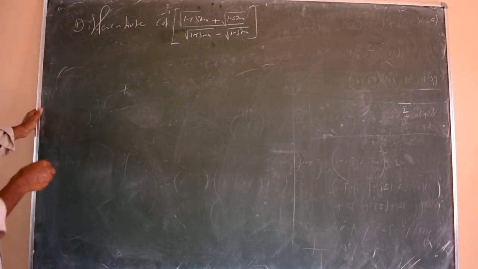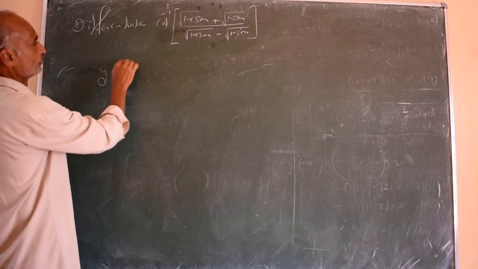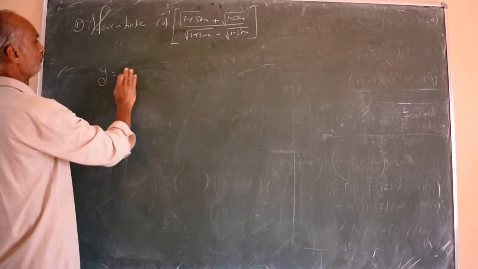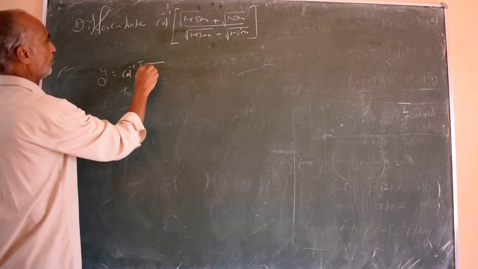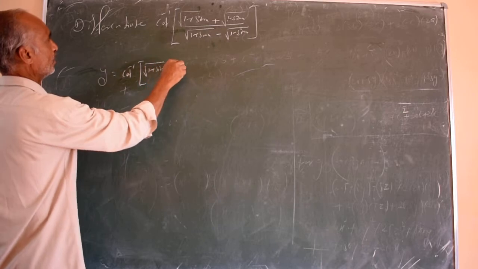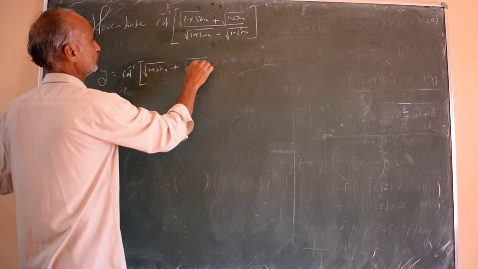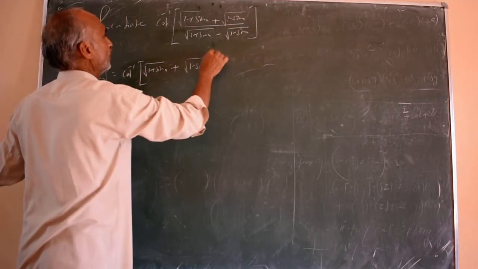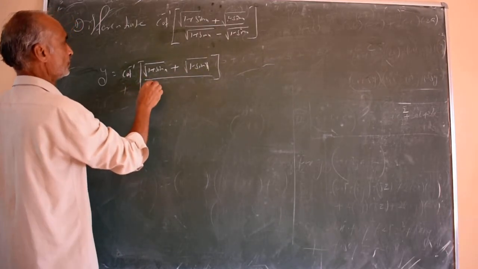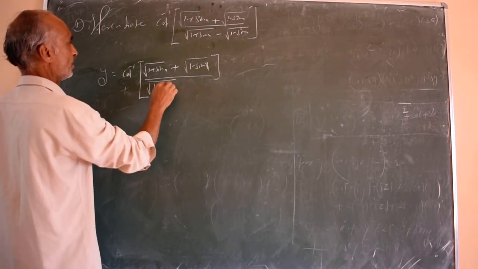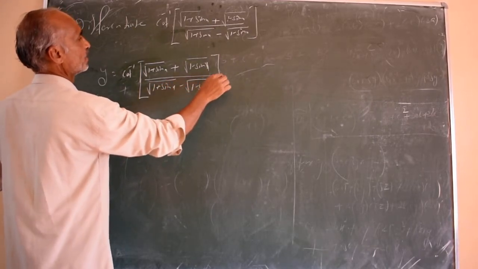Let the function be y. y is equal to cot inverse of root of 1 plus sin x plus root of 1 minus sin x divided by root of 1 plus sin x minus root of 1 minus sin x.